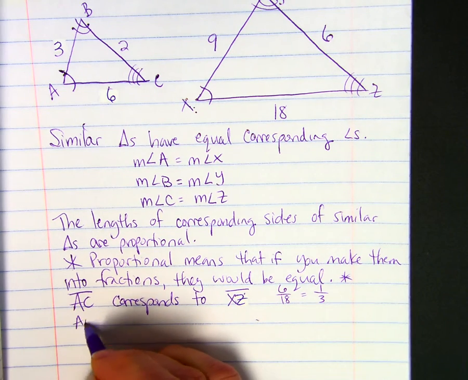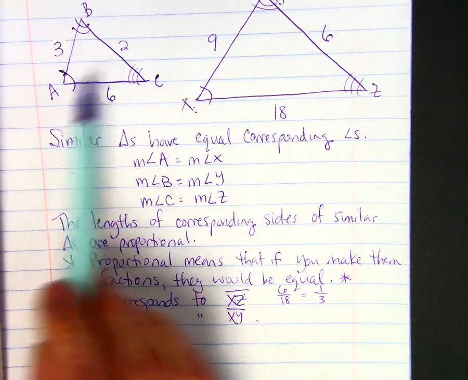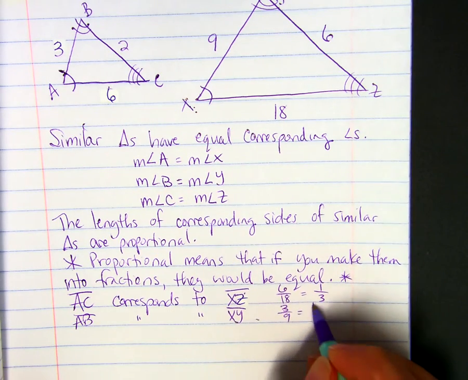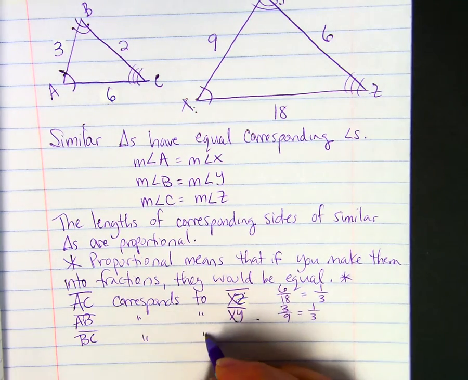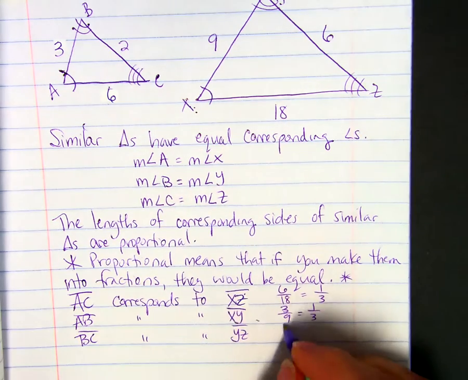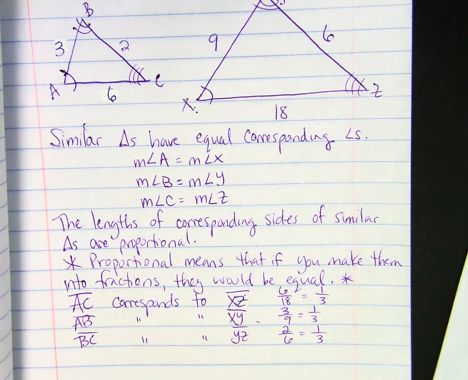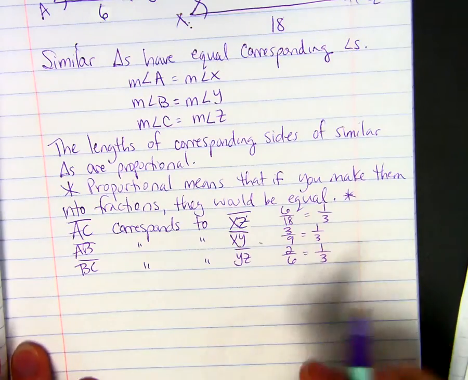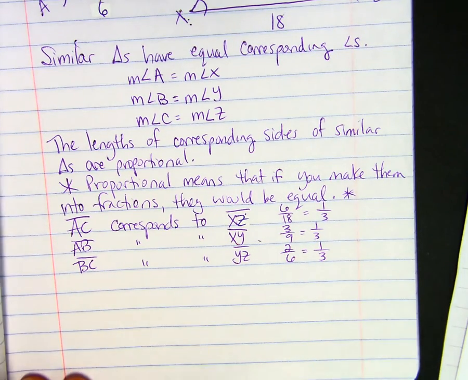And then we have AB corresponds to XY. Oh, that's why I said XY right below it. And that would be 3 to 9, which also equals 1/3. And then we have side BC corresponds to side YZ. So 2 to 6 equals 1/3. So each of these fractions, 6/18, 3/9, and 2/6, they're all equal. And that's a proportion when you have two fractions equal to each other.